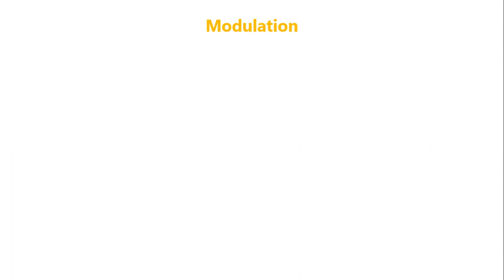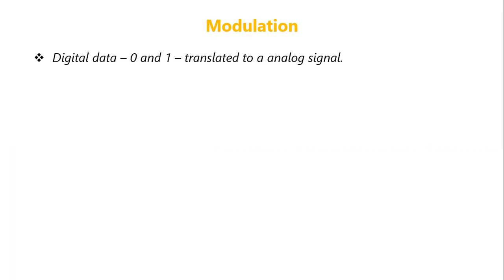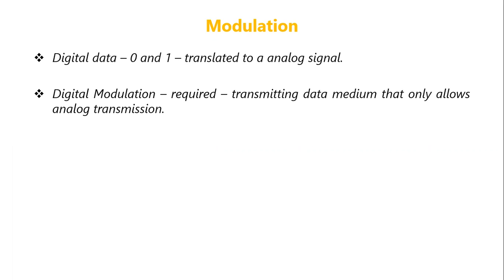Welcome. The topic we'll be discussing in this lecture is modulation. Before transmitting digital data through a wireless medium, it should first be converted to an analog signal. Digital data are represented in the form of zeros and ones. If you want to transmit it over an analog medium, over a wireless channel, it should be converted to an analog signal. This process is called digital modulation.